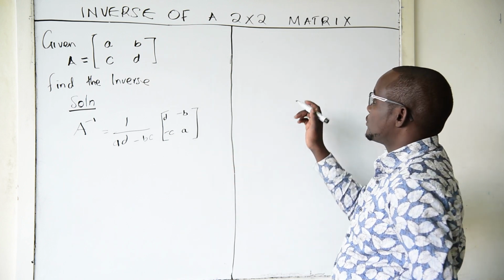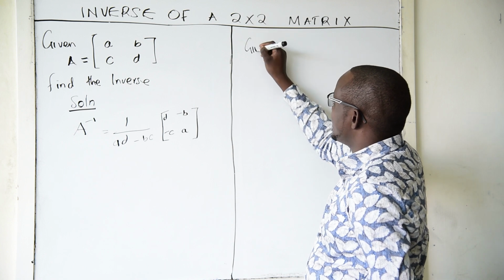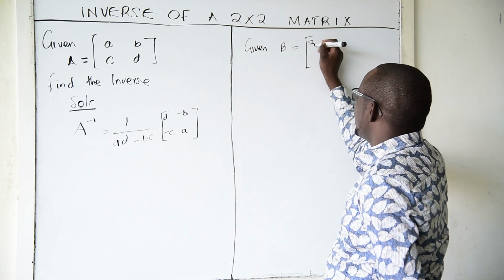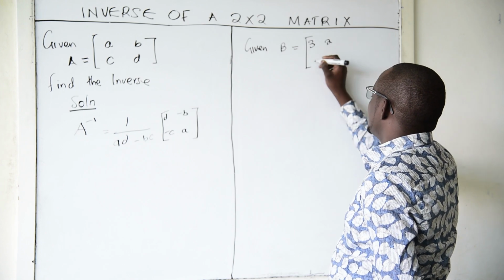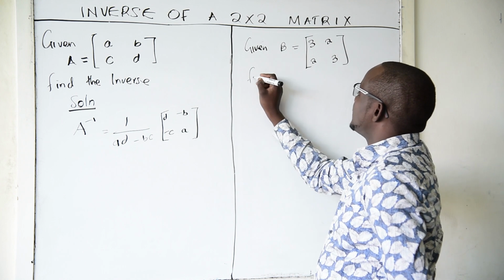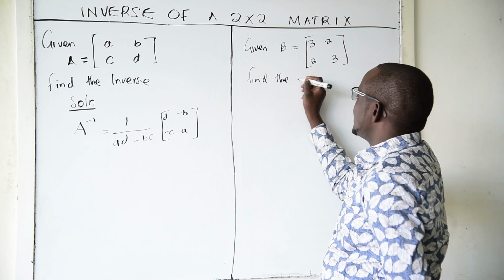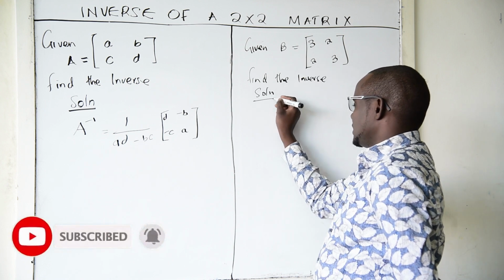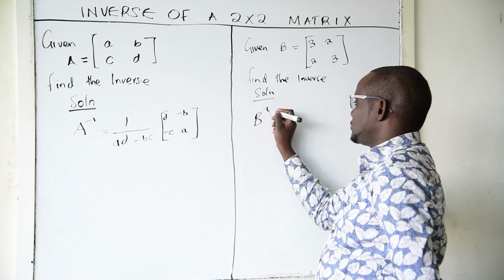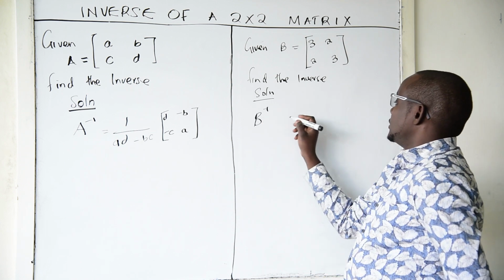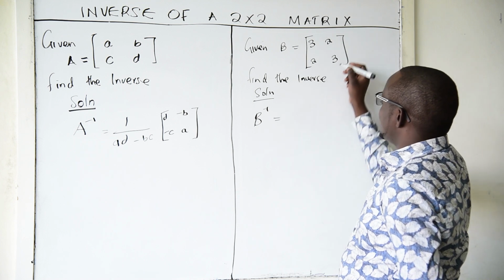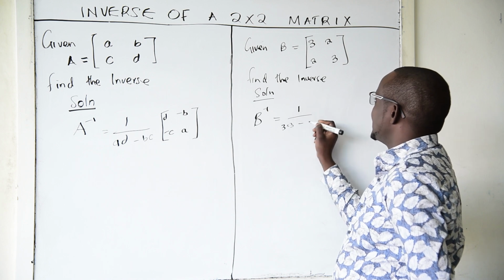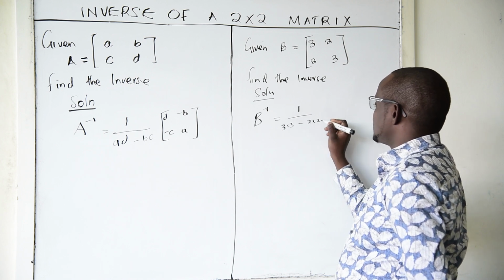So for instance, you can be given matrix B which contains the following members: 3, 3, 2, 2. You are told to find the inverse. To get the inverse of this matrix, which is given as B raised to power negative 1, you get the determinant. The determinant of the matrix is 3 multiplied by 3 minus 2 multiplied by 2.